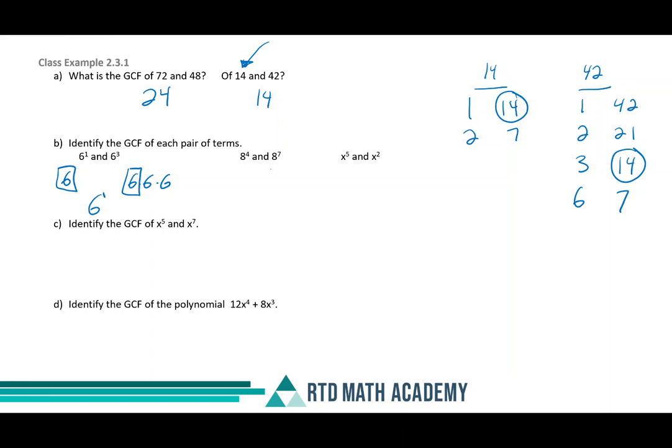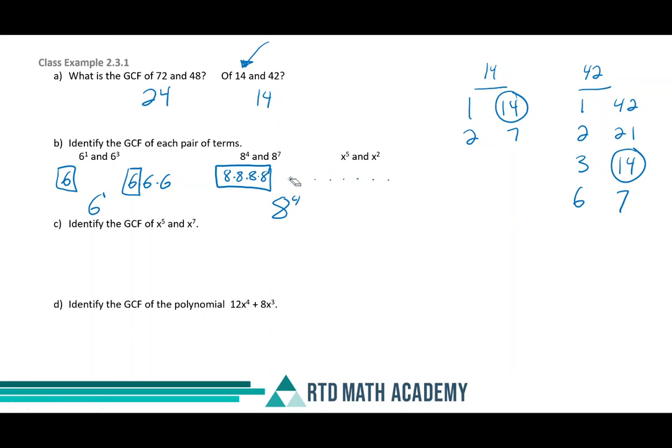Here, 8 to the power of 4 and 8 to the power of 7. If I have four 8s over here and seven over here, I don't need to multiply these out. I know that these 4 match up with these 4, and it encompasses as high as this possibly can get. So I know 8 to the power of 4 is going to be the greatest common factor between these two.